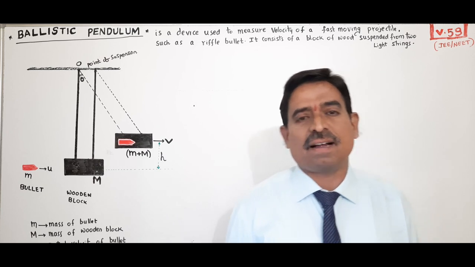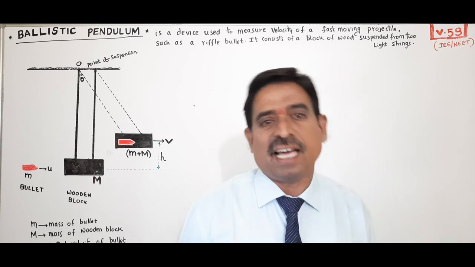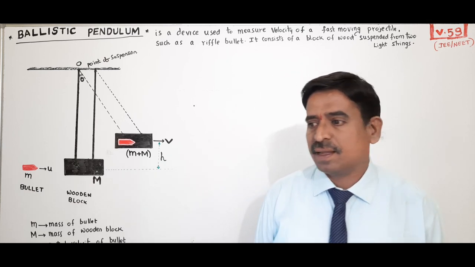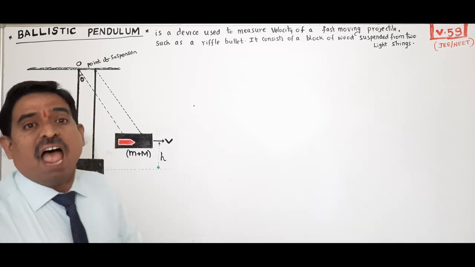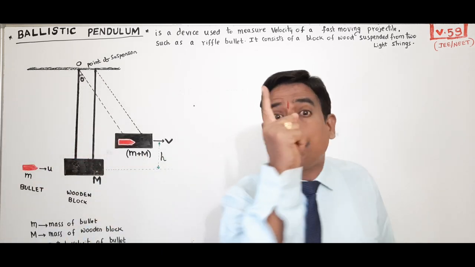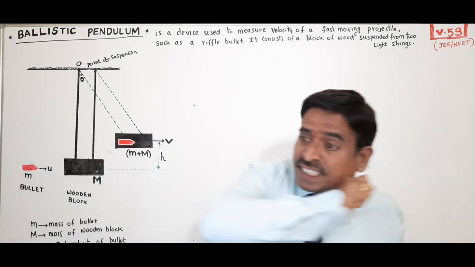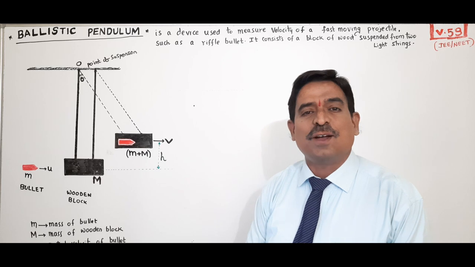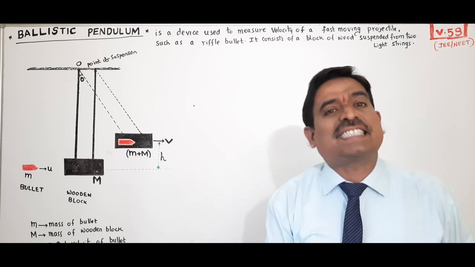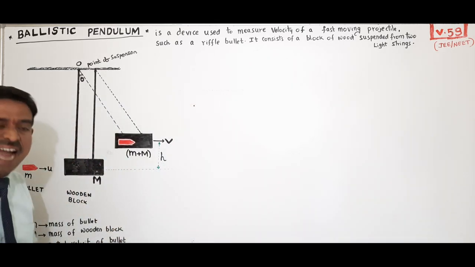Today, I am explaining the ballistic pendulum, from the work, power, energy chapter, class 11. A ballistic pendulum is a device used to measure the velocity of a fast moving projectile, like the bullet of a gun. By using the ballistic pendulum, we can find the velocity of a fast moving bullet fired from the gun.